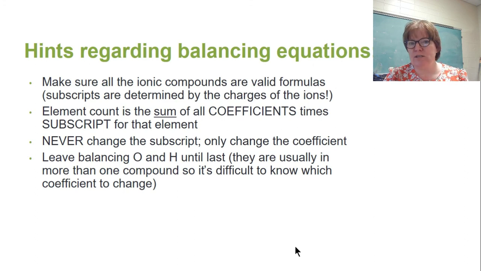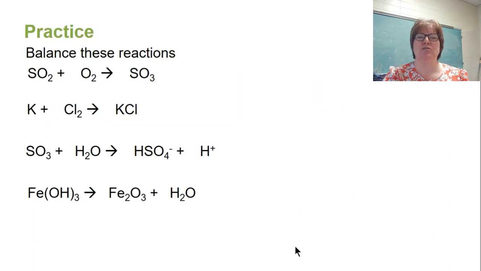Also, you remember we said you can pick any element to start with. Do not start with the oxygen or hydrogen in general because they tend to be in more than one substance, and that can be a little bit confusing. You're not sure which one to change. If it's in more than one reactant, which coefficient do you change? So if we leave them to last, it turns out they get determined by the other ones and it all works out. So I usually leave them for last. Okay, so to practice, try balancing these reactions.